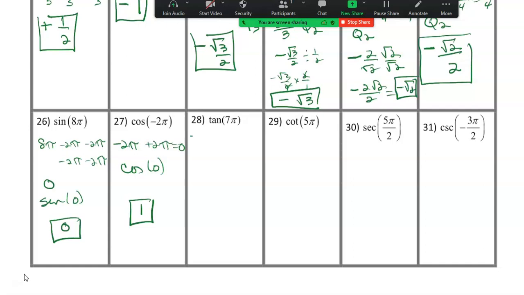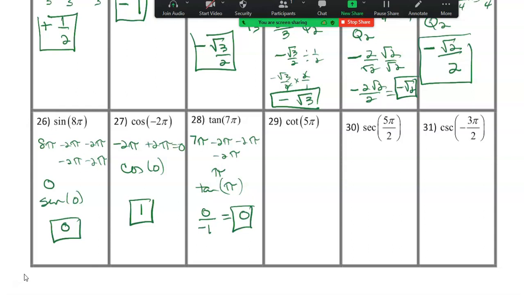Tan of 7 pi is too big. Subtract 2 pi, that's 5 pi. That's still too big. Subtract 2 pi again, and I get pi. So now I want the tan of pi. That's quadrantal. Just look at your unit circle. Since tan is sine over cosine, that's going to be 0 over negative 1. Well, 0 over negative 1 is still 0, so 0 is my answer.